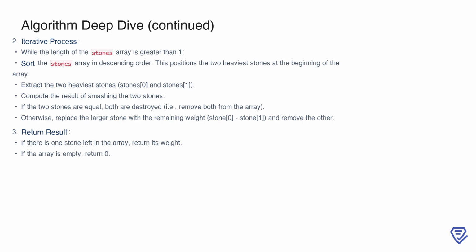Once the iterations are complete, we check the state of the array. If there is one stone left, we return its weight. If the array is empty, we return 0. This process, while simple, is not the most efficient due to the repeated sorting at each step.